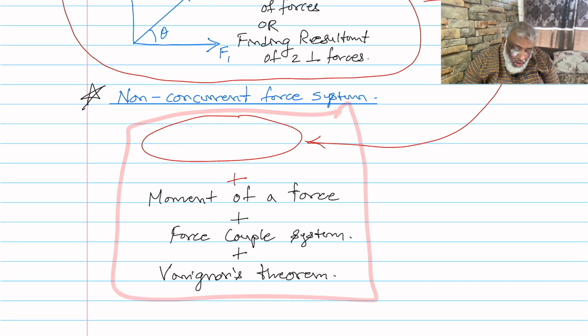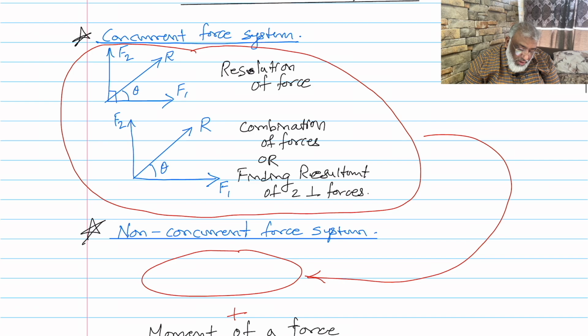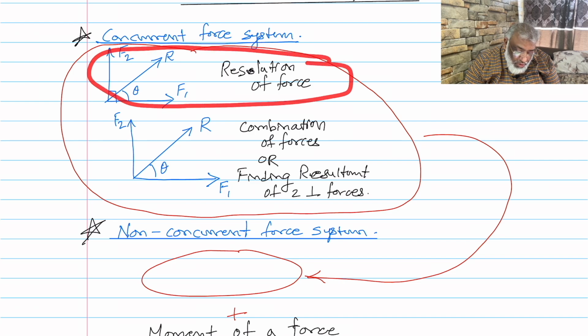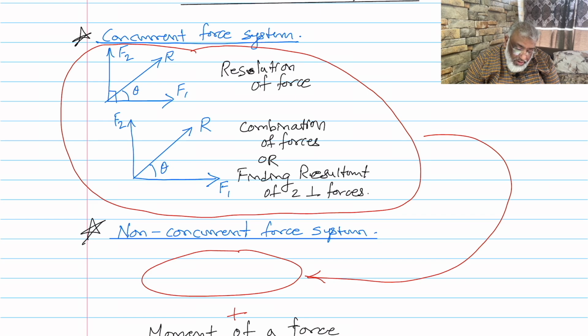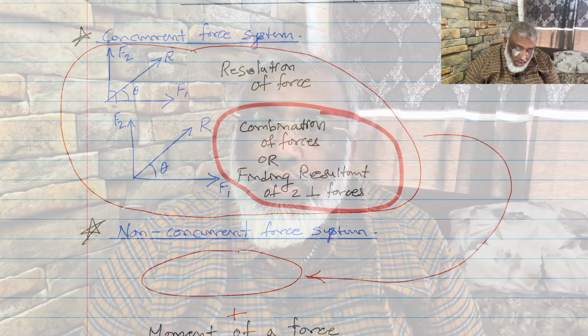Okay, so now we'll be starting with concurrent force systems, and let us first start with learning the concept of resolution of force. Then we'll learn the next concept. Okay, to see how we resolve an inclined force into its components, a horizontal and a vertical component, we must be given an inclined force making an angle of theta with the horizontal or some angle with the vertical. Either way, we need the value of the inclined force and we need the angle of the inclined force.